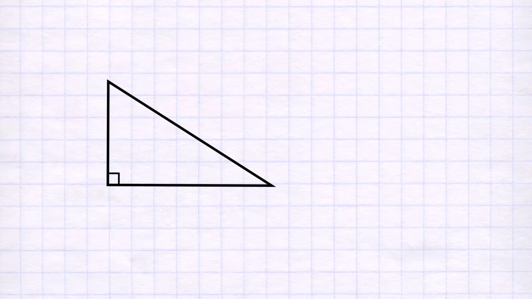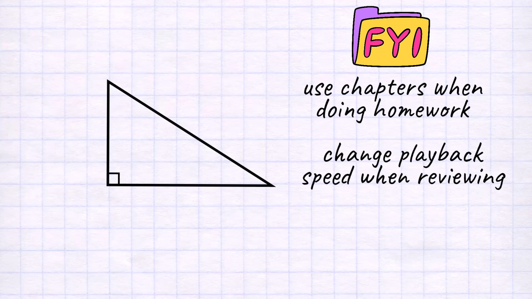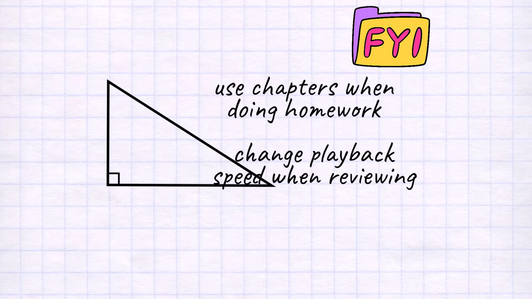I'm going through the entire lesson, so I'll break this up into chapters down in the description. The first time, watch all the way through. When you're doing your homework, use the chapters to skip up to the examples. When you're reviewing for a test, watch the whole thing, but change the playback speed so it'll go a little faster. You ready? Let's do this.